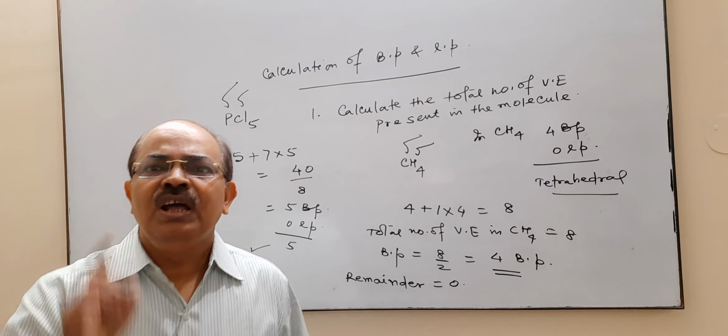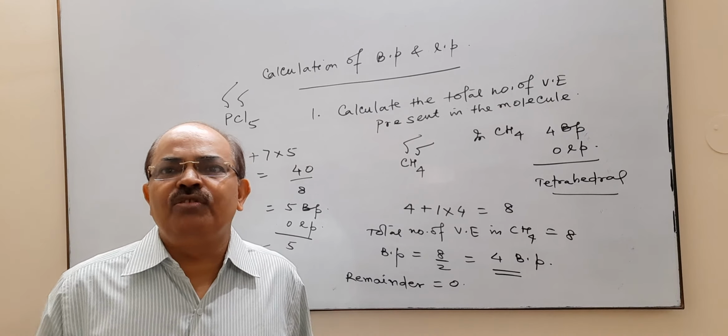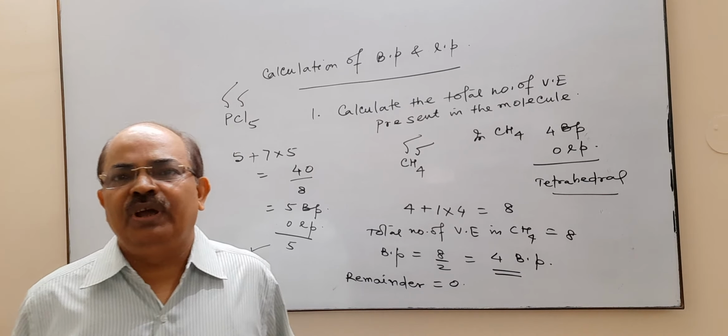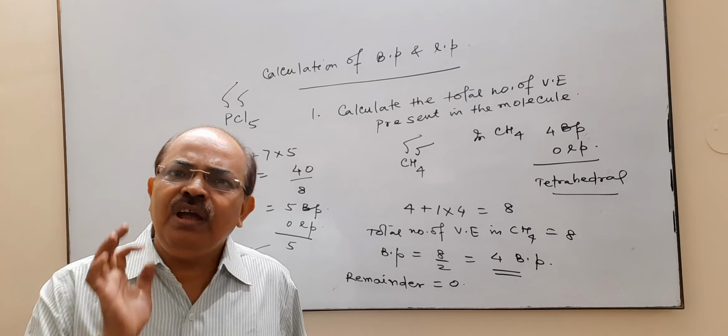It should be trigonal bipyramidal. So this is all about bond pair and lone pair, which will control the shape of a molecule.